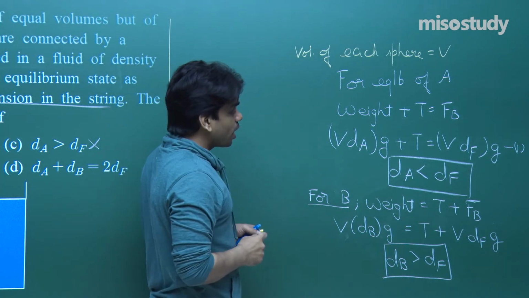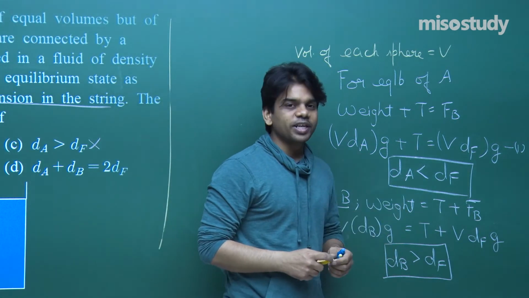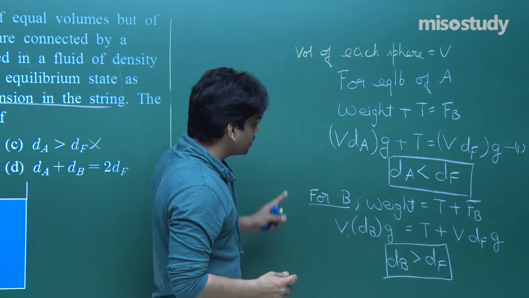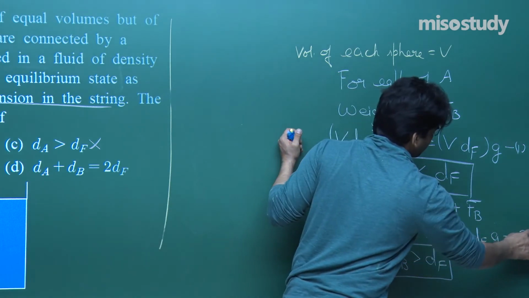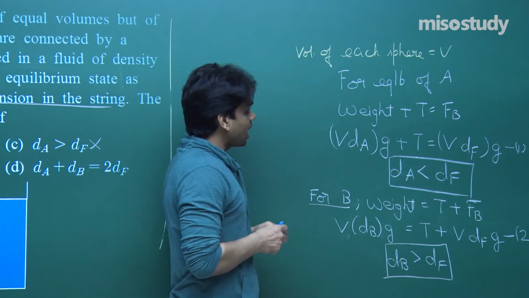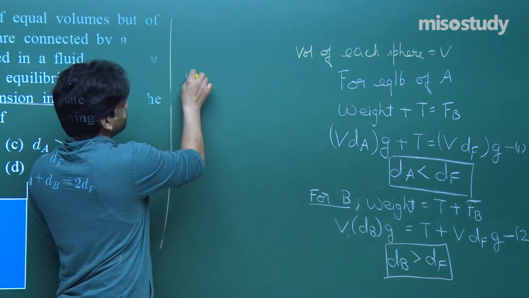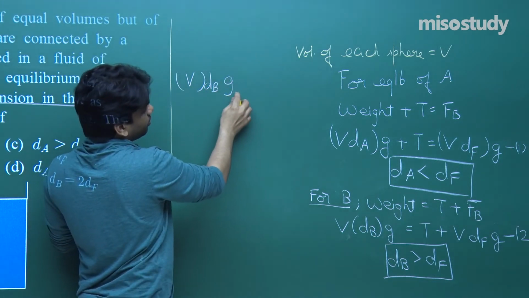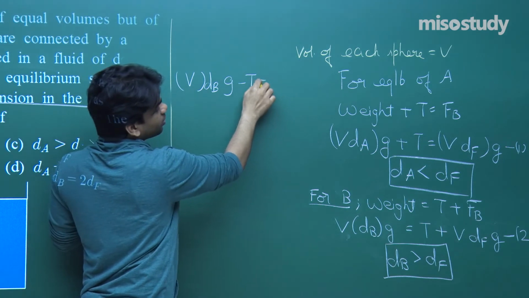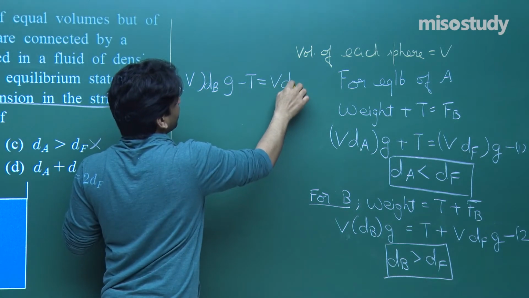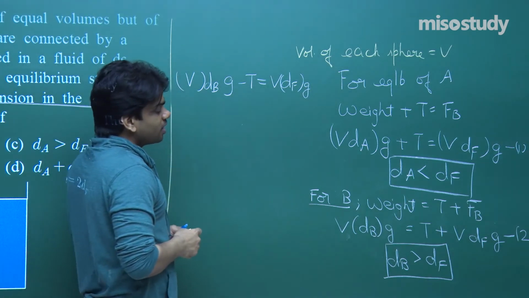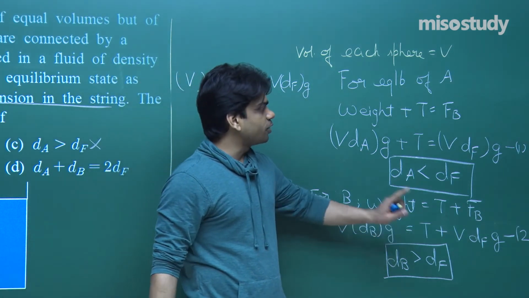Now see here, 1 and 2, how can we remove the value of tension from 1 and 2? Clearly we can do that if I just change equation number 2. If I write VA dBg minus T is equal to V dF into g, this we can call equation 3.